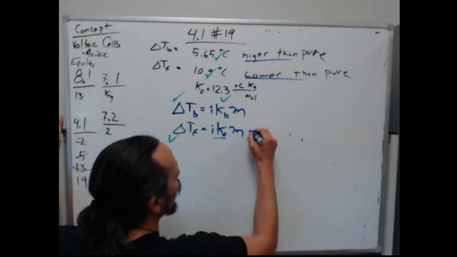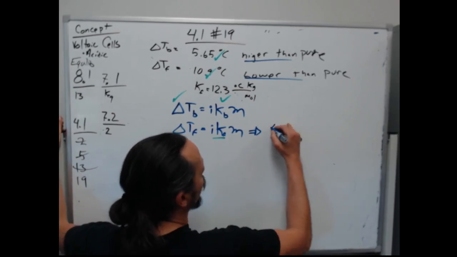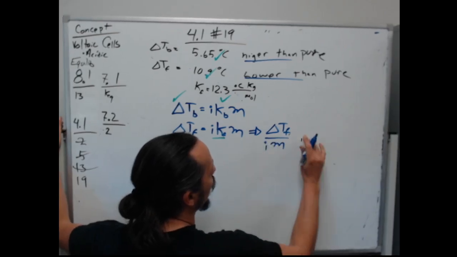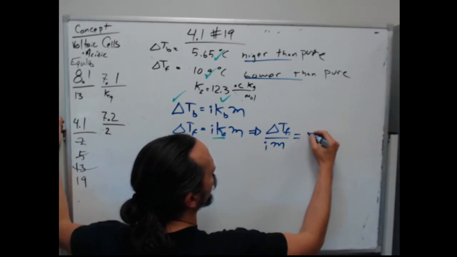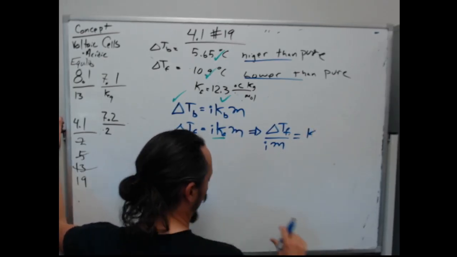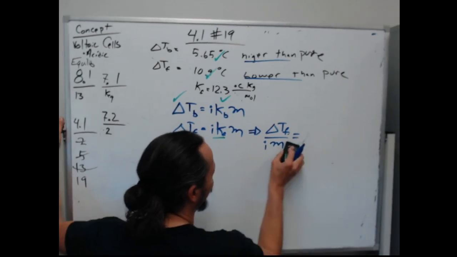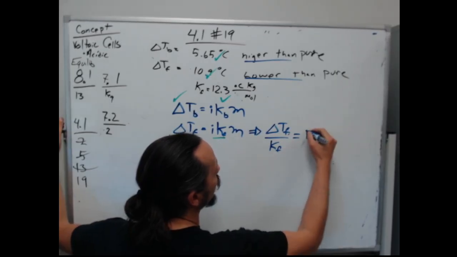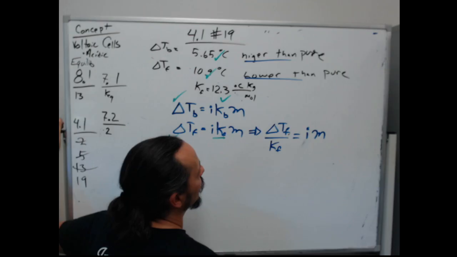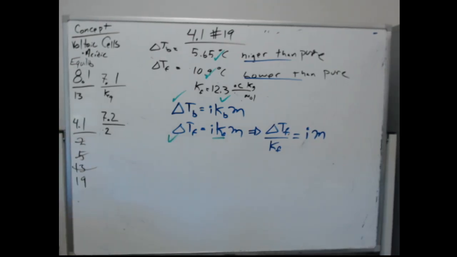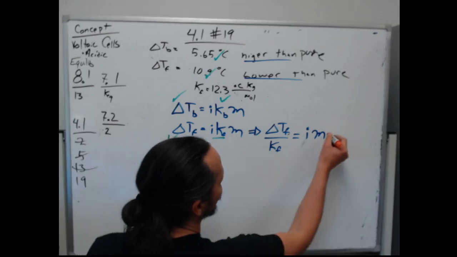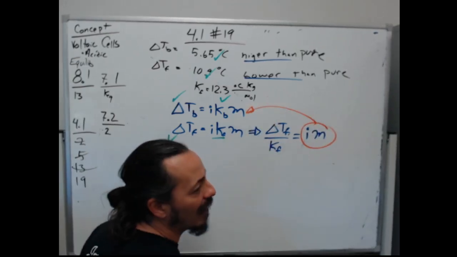I've got the KF, so I can rewrite this to be delta TF divided by I molality is equal to, sorry, that's not how I wanted to do that. Delta TF divided by KF is equal to I times molality. Since it's the same solution twice, once I solve for that I times M as a variable, I can take that and I can just plug it back in there.